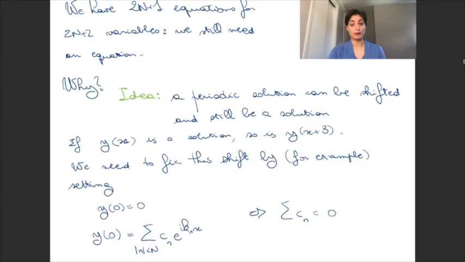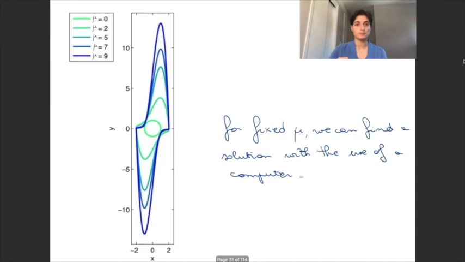With this new equation added to the ones in the previous slide, we have the same number of unknowns as number of equations that we want to solve. So we can ask a computer to just solve it for us. And when we fix mu, we can find a solution. These are numerically computed solutions for various values of mu. Well, for mu equal to 0, we have just the sine and cosine with the rescaling. And then for different values of mu, we get slanted solutions.